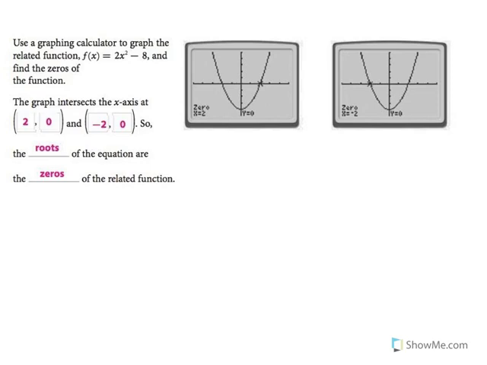Okay, and here once again we can use our calculator to graph for the answers. This is our x-intercept for the positive 2, 0. This is our x-intercept for the negative 2, 0. These are called the roots, or sometimes they call it the 0 of the function.